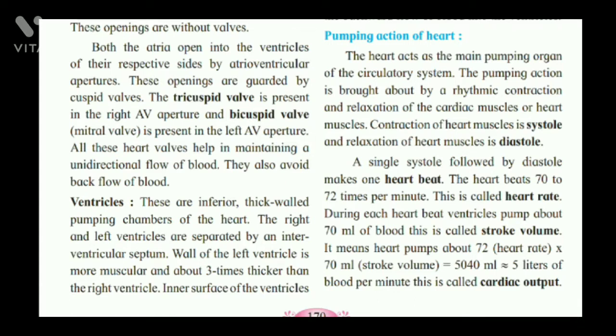Contraction of heart muscles is systole and relaxation of heart muscles is diastole. A single systole followed by a diastole makes one heartbeat. The heart beats 70 to 72 times per minute. This is called the heart rate.